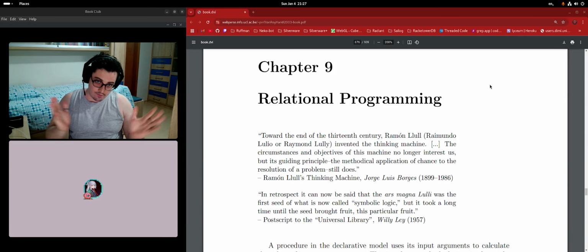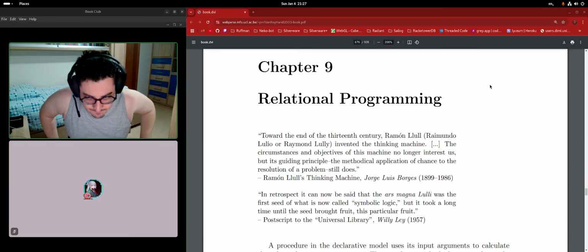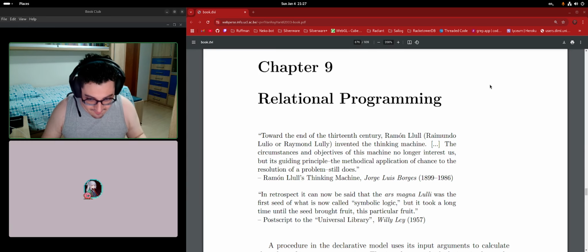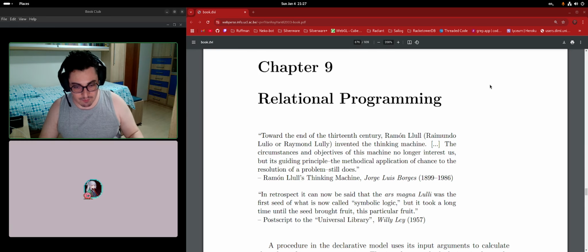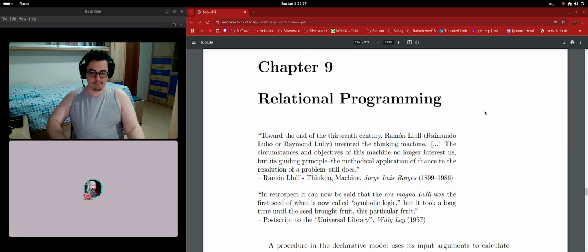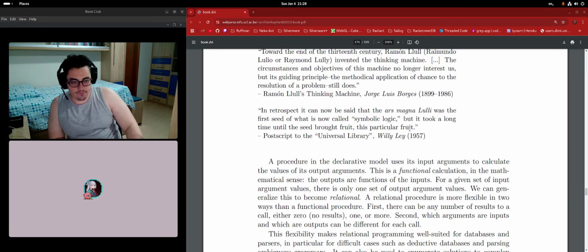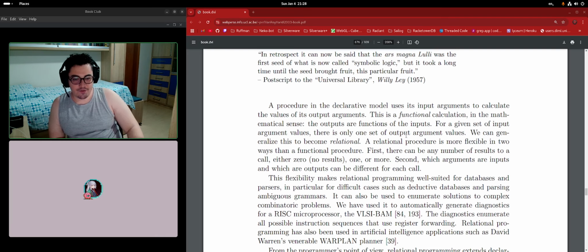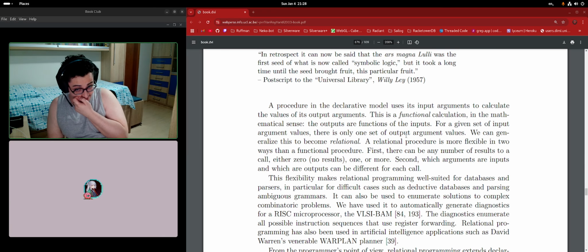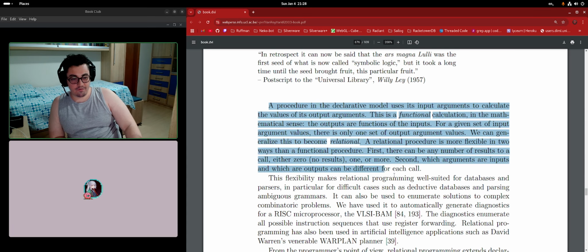Recording. Today, chapter 9, relational programming, finally. And we're going to make some parallels with Karuta. So, let's first start by establishing what is a relation. This paragraph does it all.